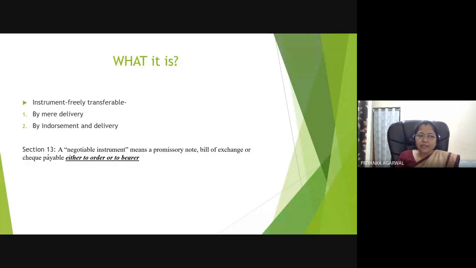I hope it is clear what you mean by order and what you mean by bearer. When an instrument specifically says payable to order, then it is an order instrument. Or if it mentions the name of a specified person, then it is an instrument payable to order. Because if you mention a specified person, that person also has the right to endorse that instrument. But if no specified person's name is mentioned, then it is a bearer instrument.